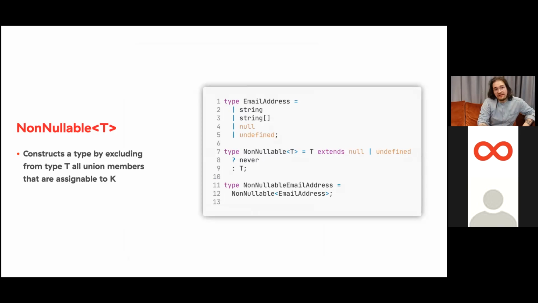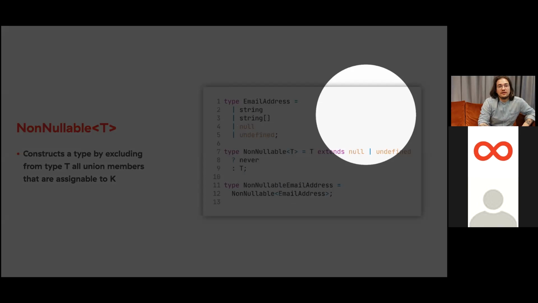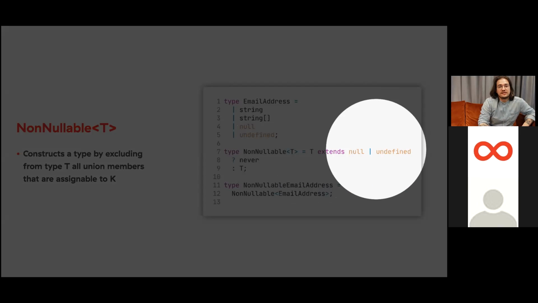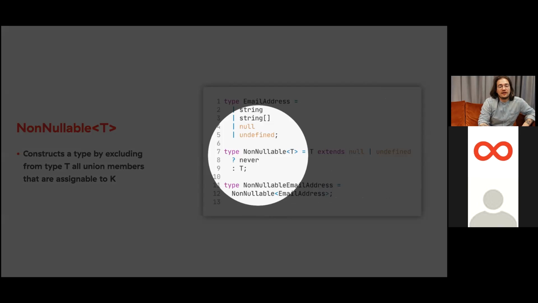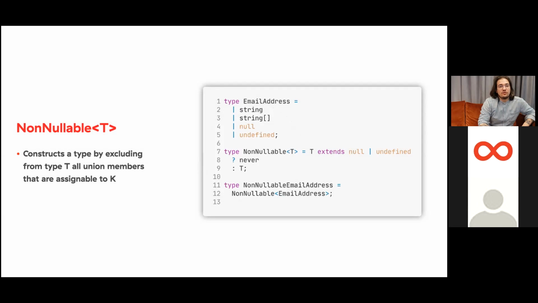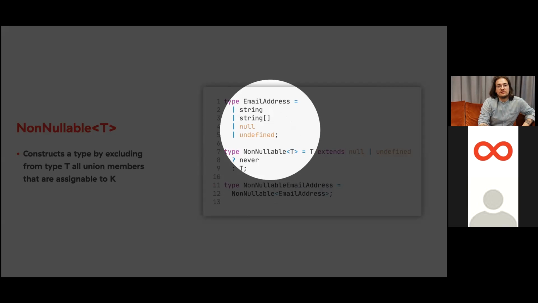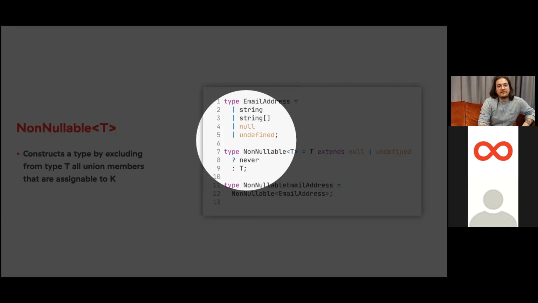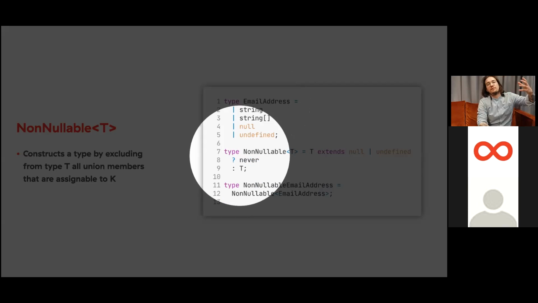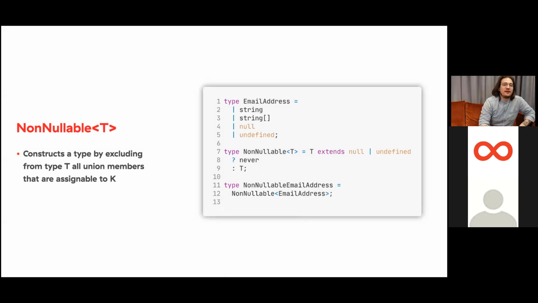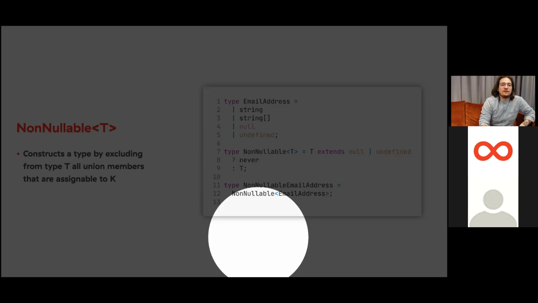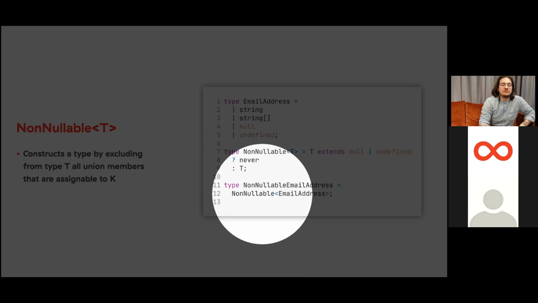The last one left on the conditional train is NonNullable. We can see that if our type parameter T extends something that's assignable to null or undefined, we return never, otherwise we return the same value. So what NonNullable will do is get distributed over strings, an array of strings, null and undefined, and null and undefined will return never, and that's how we selectively remove them. So NonNullable of email addresses will actually be of type string or array of strings.